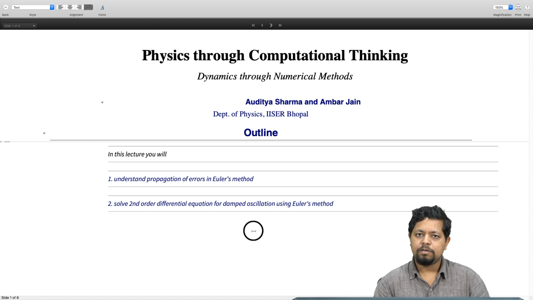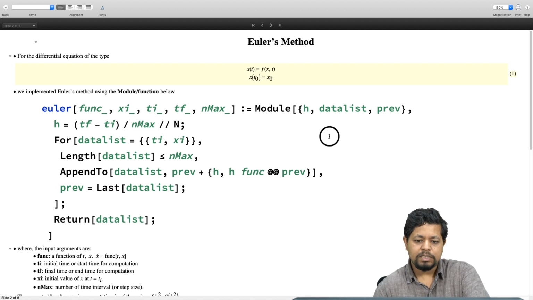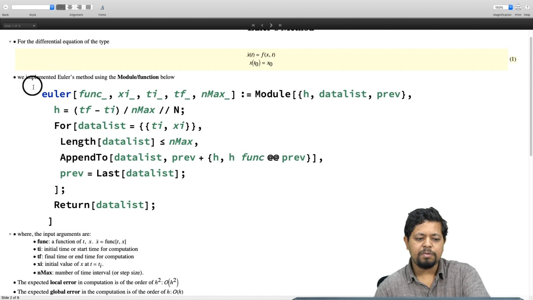And this will be our step to build on to more rigorous, more complicated methods such as Runge-Kutta second order, Runge-Kutta fourth order. So let's go ahead and get started. Just a quick review of Euler's method. We have a differential equation x dot equal to f of x, t and some initial condition x of t naught equal to x naught, and this is how we implemented it.